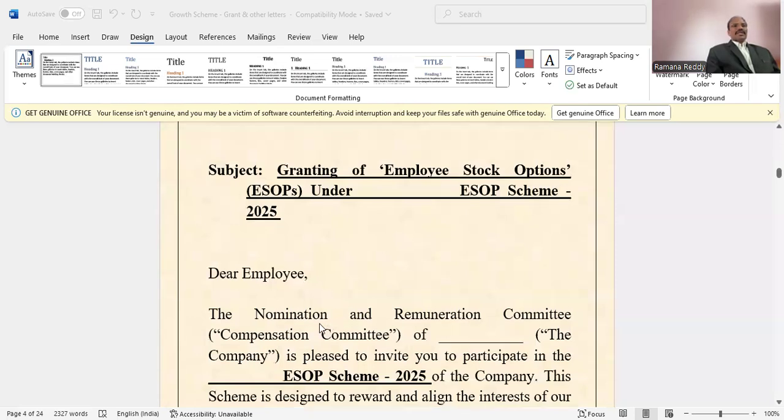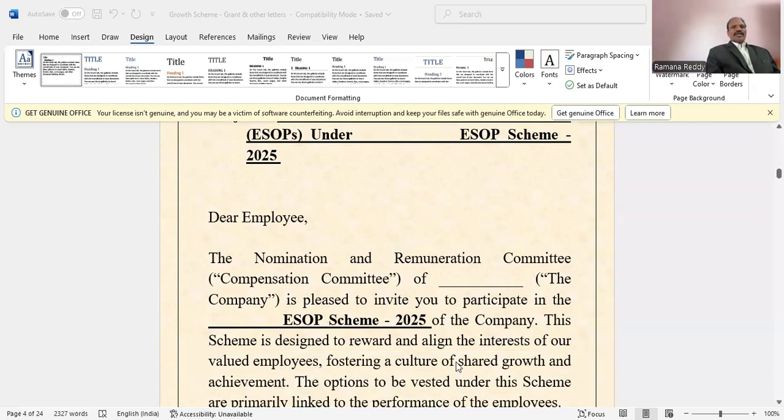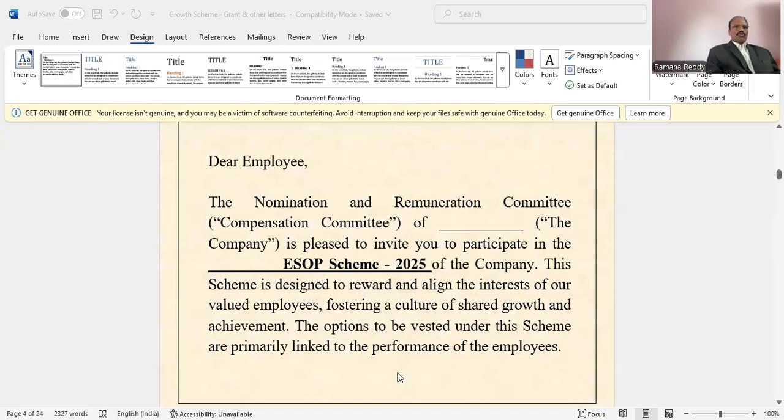And dear employee, the Nomination and Remuneration Committee, that is called the compensation committee. So the NRC will be designated as the compensation committee. That is mandatory. So the compensation committee of dash company, write your company name, is pleased to invite you to participate in the dash ESOP scheme. Give one name for the ESOP scheme. This scheme is designed to reward and align the interests of our valued employees, fostering a culture of shared growth and achievement.